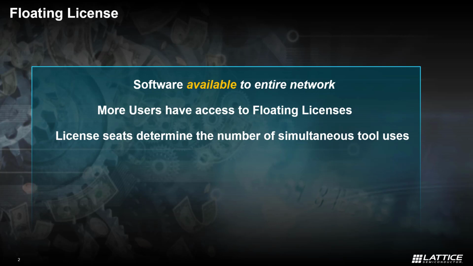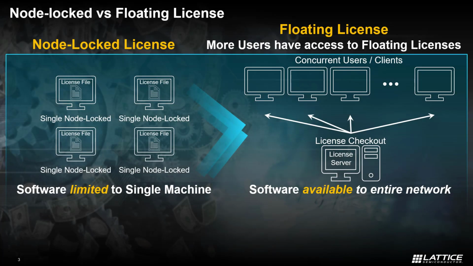A floating license can contain multiple license seats. License seats determine the number of simultaneous tool uses. Each time a tool is run, it checks out a license. If a floating license has only one seat, then only one tool can access the license at a time. But if the license, for example, has four seats, then four tools can access the license at the same time.